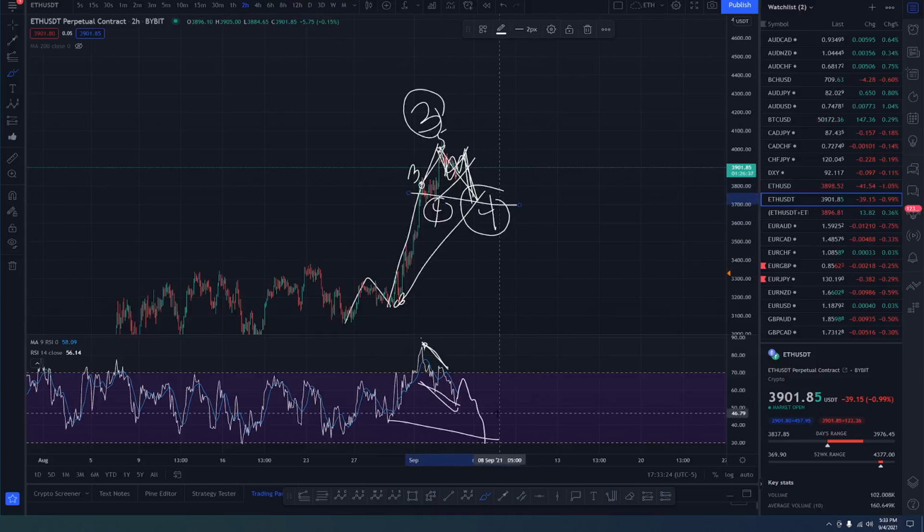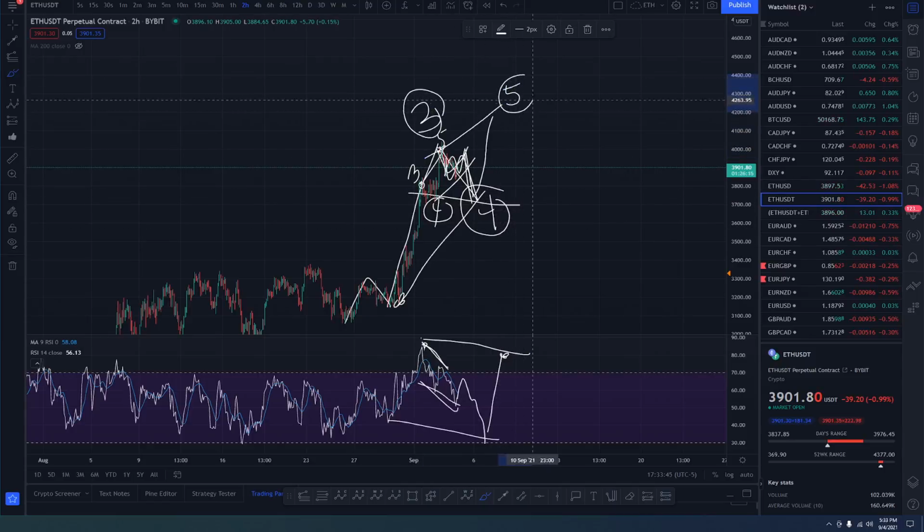Does that make sense? And then we go up for a 5th. We do not make as high a high. It creates divergence. It makes a higher high in price, but not in the RSI. That means I had a 3 of the higher degree, a 4 of a higher degree, and now I got a 5th of a higher degree.